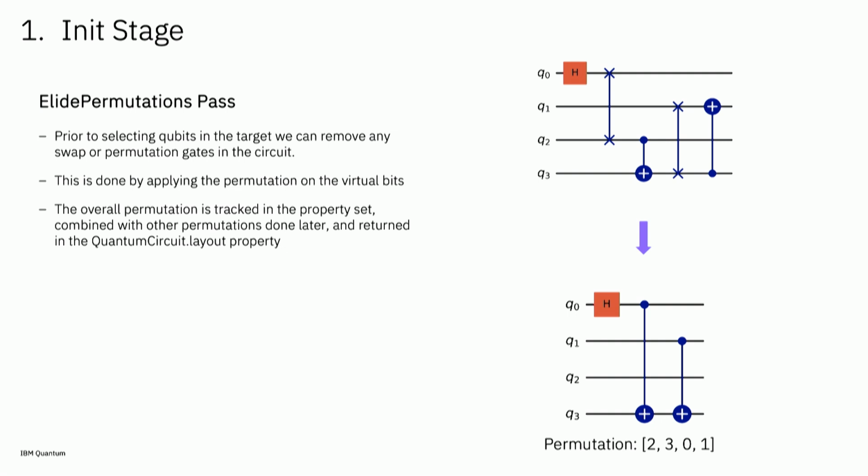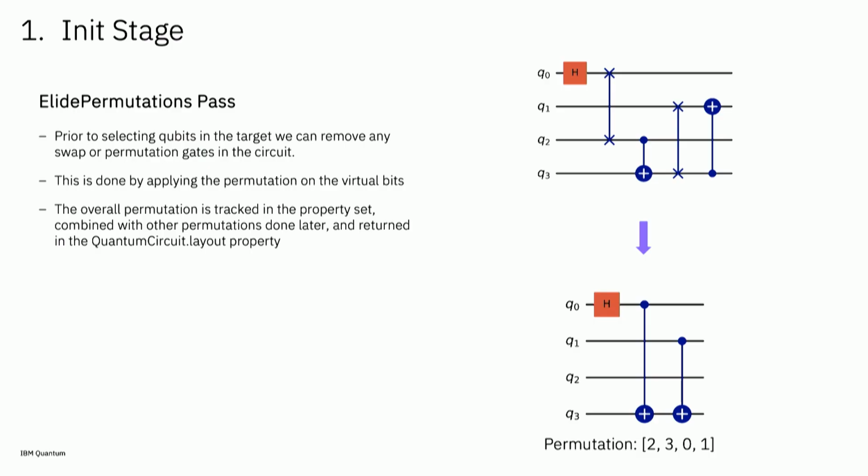And then what the transpiler does is on the property set, it tracks what the permutation caused by doing that is, so that we can then return that to the user, and things that need to know about the permutation, like an observable for the estimator, can account for it. And so you can see here we're able to eliminate 2 swaps by running this pass. This optimization is only valid in the init stage because as soon as you pick physical qubits, then you can't just swap physical qubits virtually because they're in hardware like we looked at. So we can only run this during the init stage.